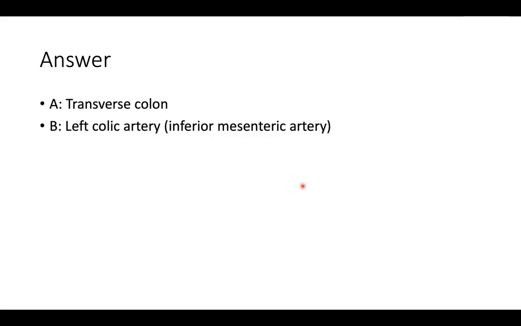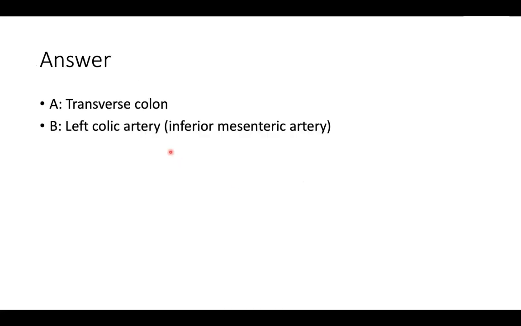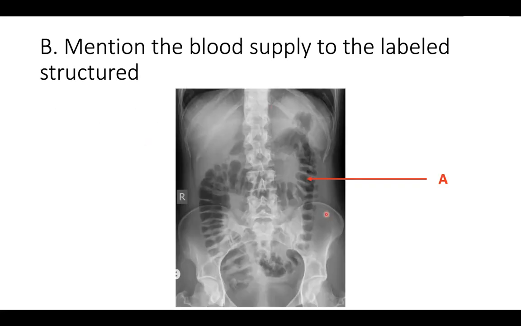Okay, so what you were looking at is the transverse colon. Sorry, it's not the transverse colon, my bad, it's the descending colon. This right here is the transverse colon. This is the ascending colon. So here is actually your descending colon. How can you tell? Because this is the hepatic flexure and this is the splenic flexure.